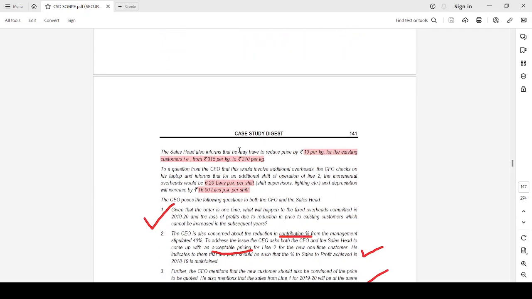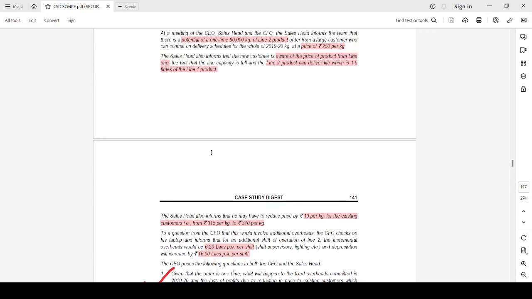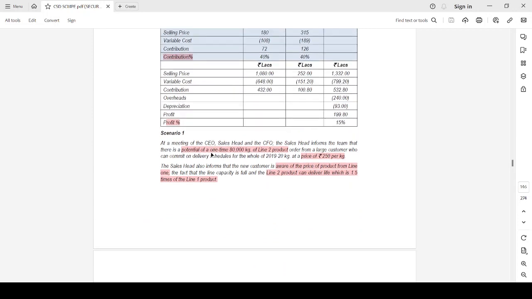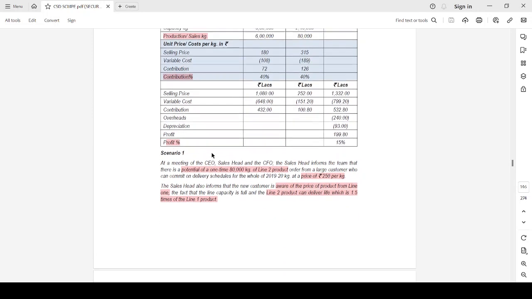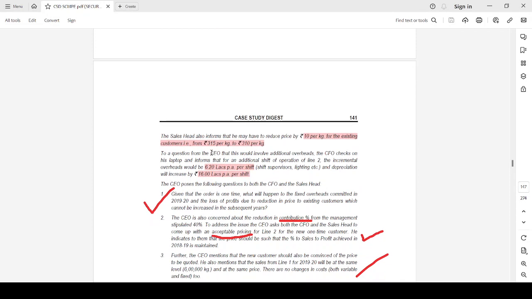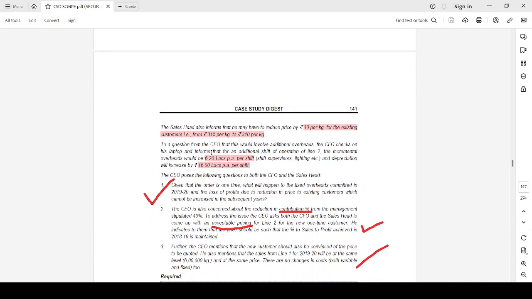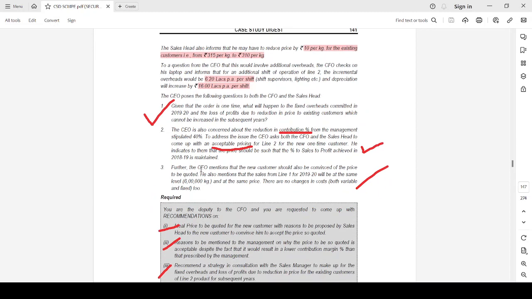Then sales informs that we have to reduce the price by 5 per kg for the existing customer, that is from 315 per kg to 310 per kg, that is 3.5 per kg, some typo error. Now the question from the CEO is that this involves additional cost: incremental overheads will be 6.2 lakhs, and incremental depreciation will be 16 lakhs.